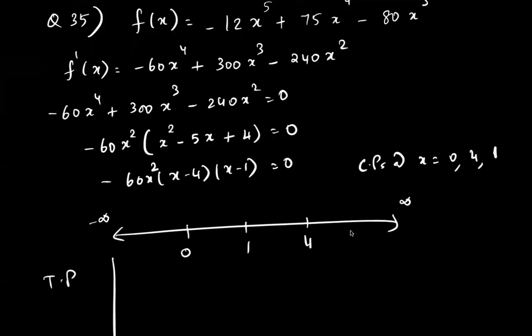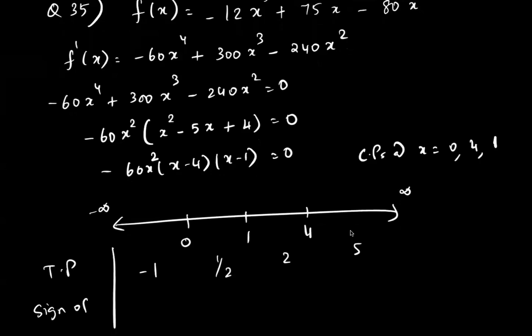I take a test point. So anything less than 0, so I take negative 1, 1 half, 2, 5. Then I check the sign of f prime. The sign of f prime when x is negative 1, let's see. Negative times a negative is a positive, times a negative is a negative. 1 half: negative, negative, negative. So 3 negatives is a negative. 2: positive, negative, negative. So that is a positive. 5: positive, positive, negative. It's a negative.